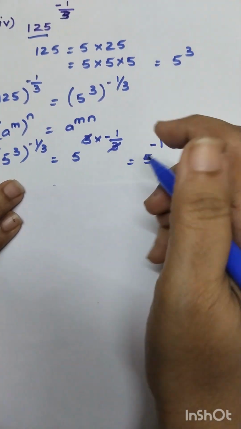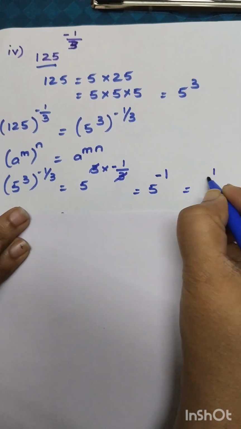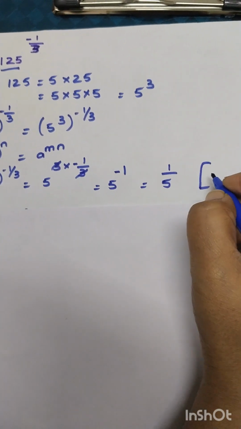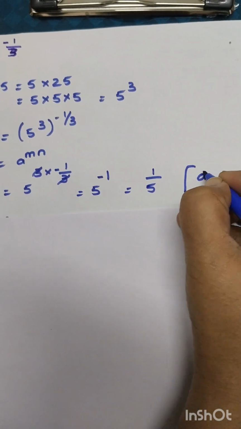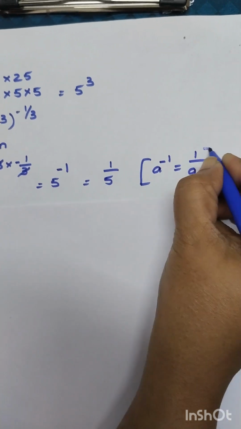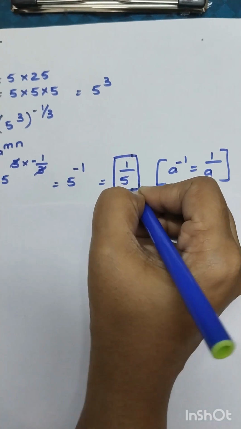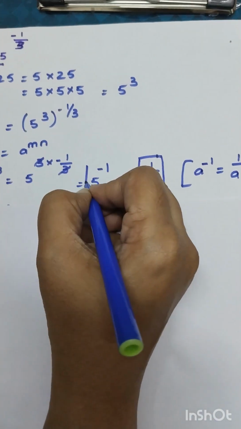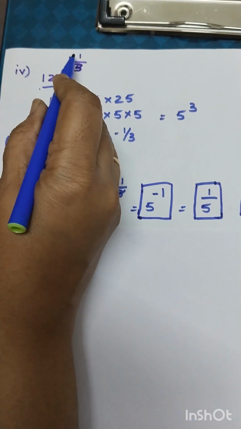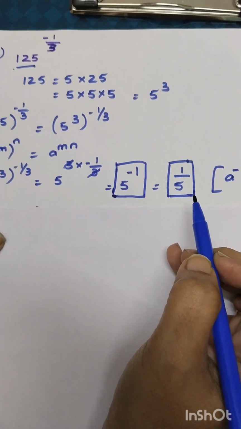And this can be further simplified as 1 by 5. Okay. Why 1 by 5? Here we can use one more identity. A power minus 1 can be written as 1 by a. So what is the answer for our question? It is either 1 by 5, or you can write it as 5 power minus 1. Both are correct. So 125 power minus 1 by 3 can be written as 5 power minus 1 or 1 by 5. Right? Okay.